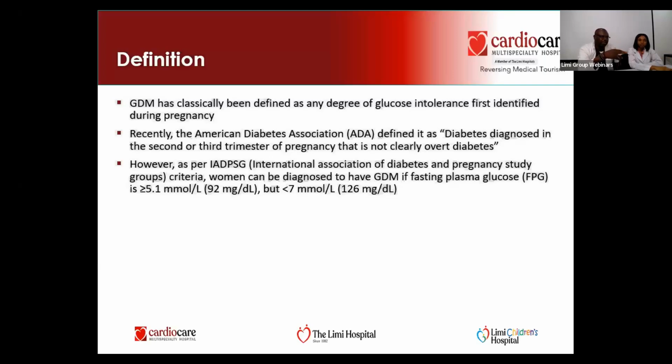From the IADPSG classification, a patient that has 5.1 has gestational diabetes. While in WHO, you must get to 7.0. That's what we're talking about here. So now, using WHO, for instance, a patient that has 6.7 does not have gestational diabetes. Meanwhile, the IADPSG is telling us at 5.1 that a patient is having gestational diabetes, first detected in pregnancy.